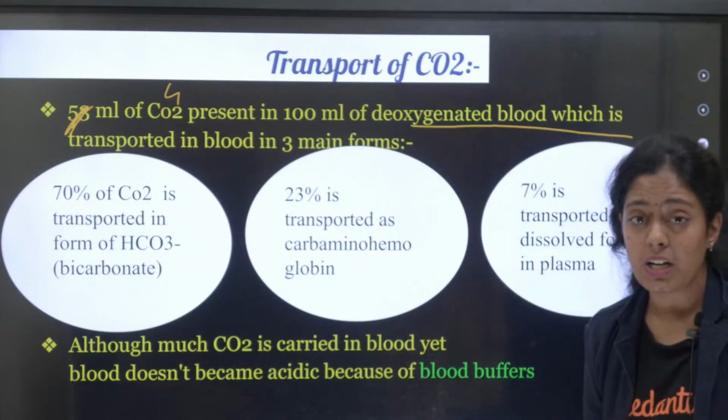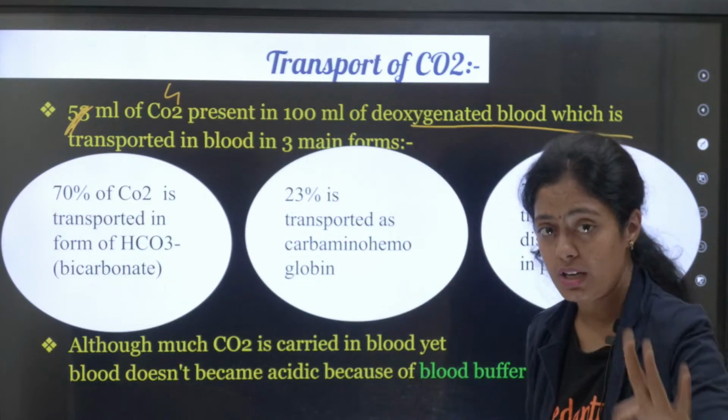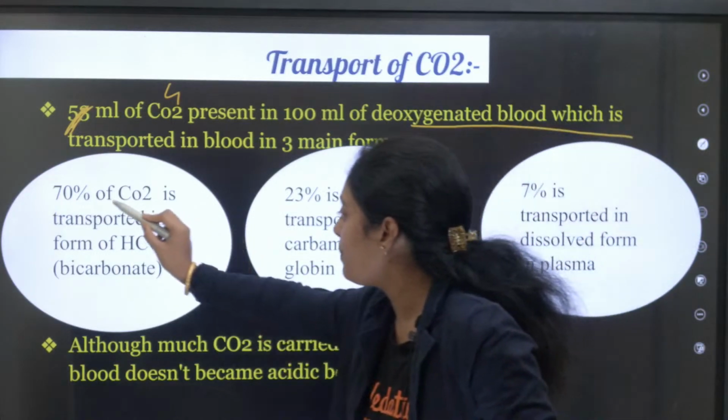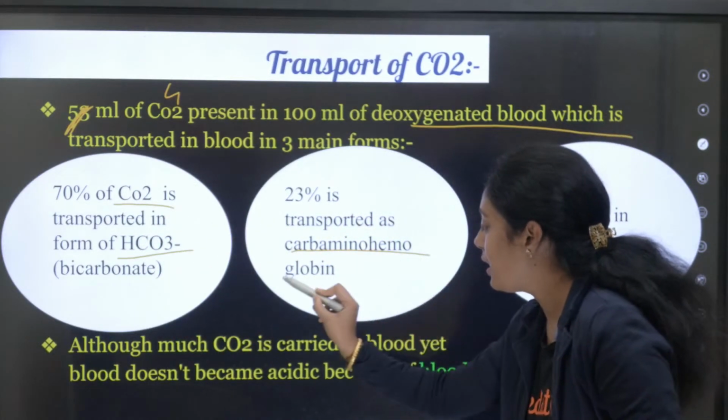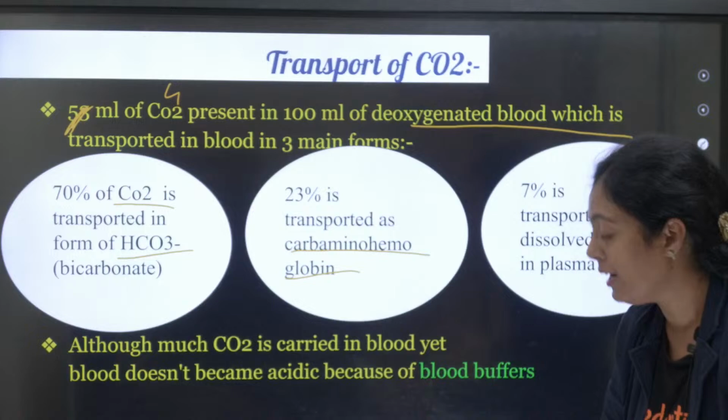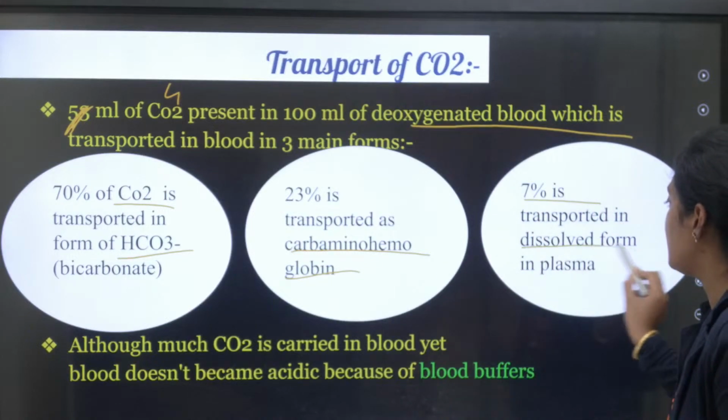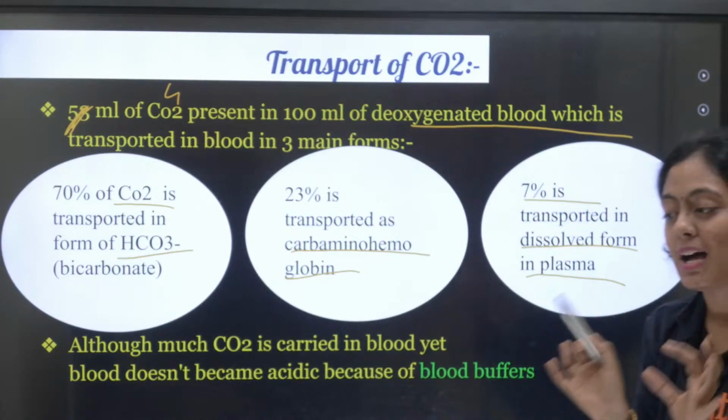blood, which I already told you they are present in 3 important forms. 70% are present as bicarbonate ion, 23% is transported as carbamino hemoglobin, okay, and 7% is transported as dissolved plasma.